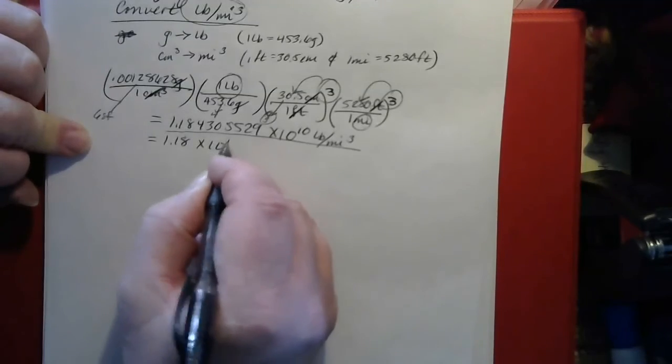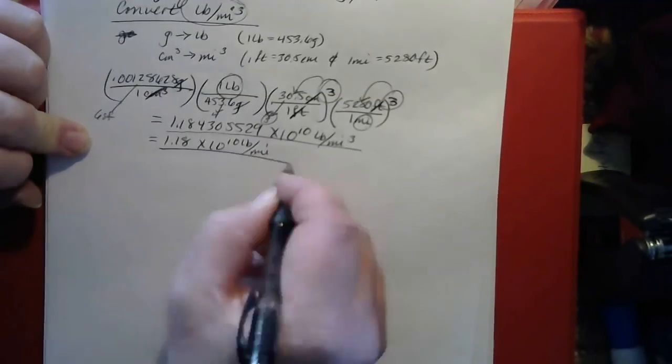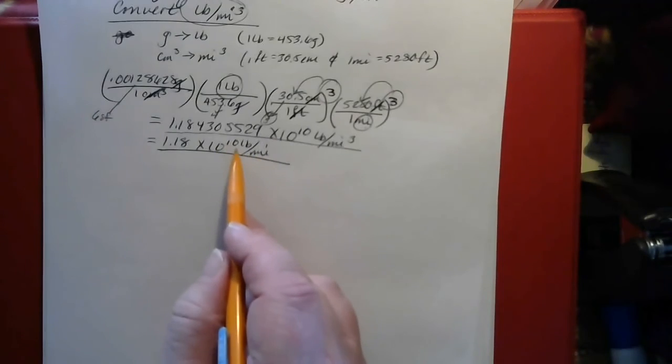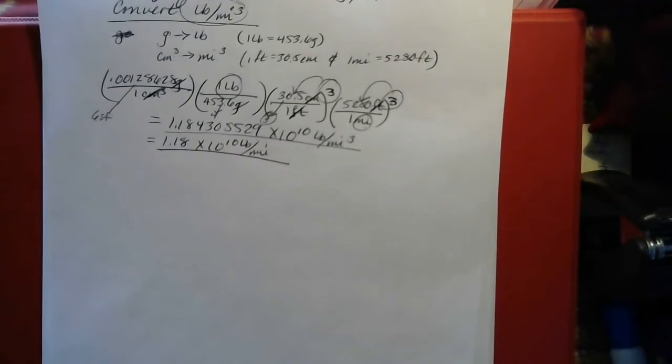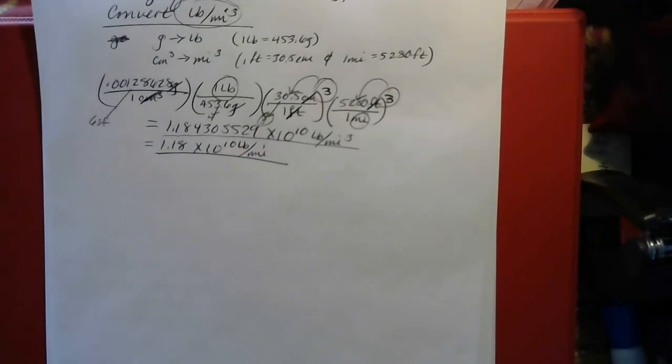1.18 times 10 to the 10th power pounds per cubic mile is how many pounds of air there are in a cubic mile. That's a pretty big number, actually. In fact, I hadn't worked this out before I did it right now, and it surprises me how big it is. Air isn't very heavy in small volumes, but it adds up. A cubic mile is a really big volume. So actually it probably shouldn't be surprising that it's a pretty big number.